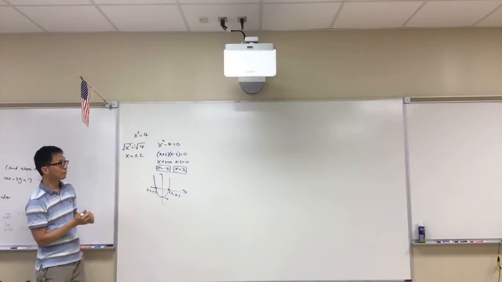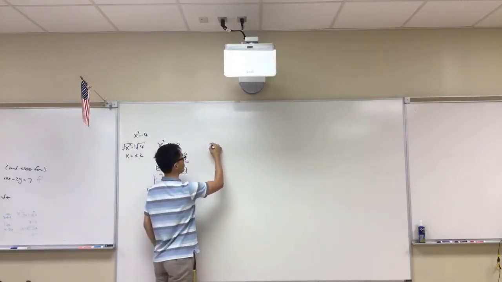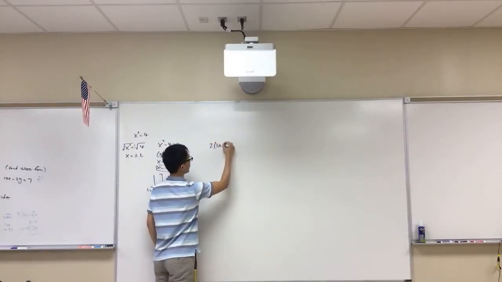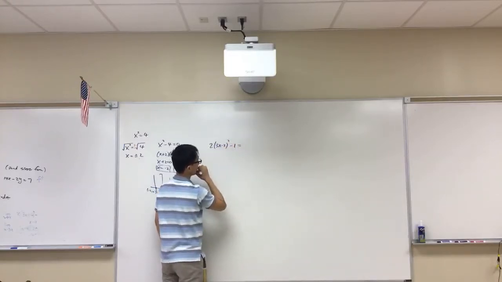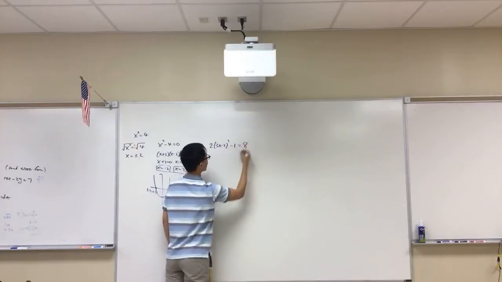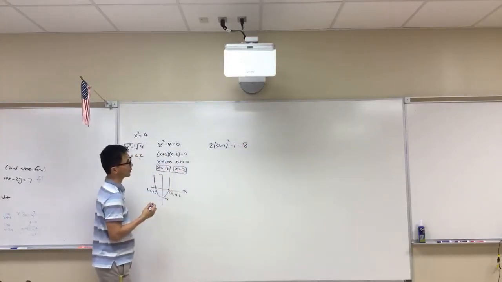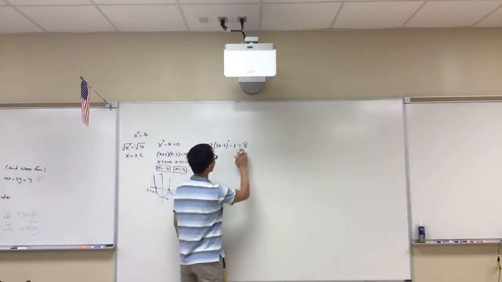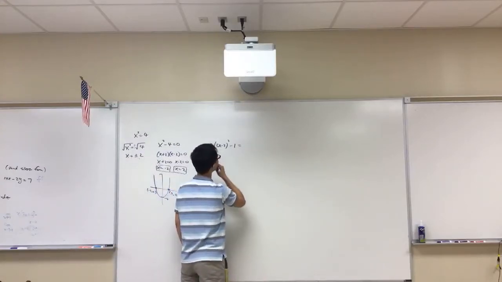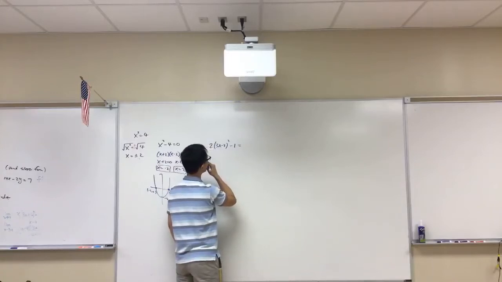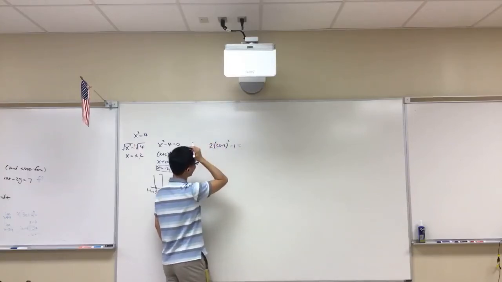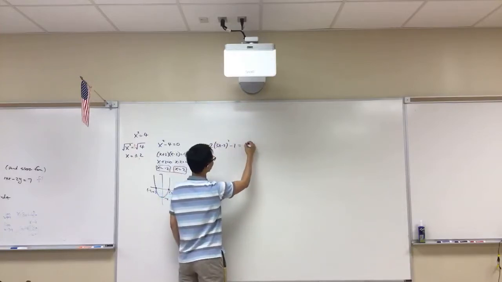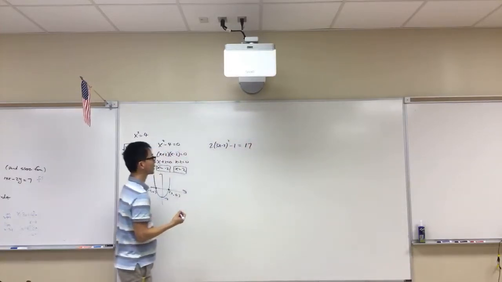Now let's look at this question. Let's say 2 times 3x minus 2 squared, and let's say minus 1 is equal to, let's say, 8. Sorry, not 8. Let's go with 17. My boy X.